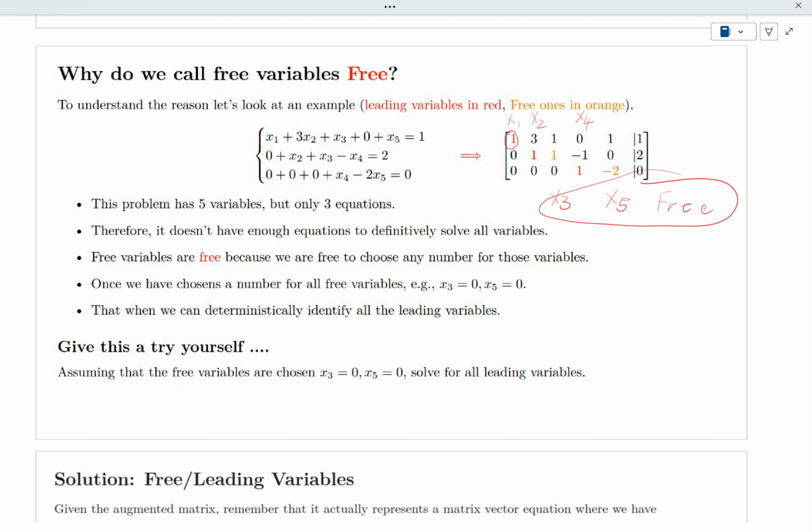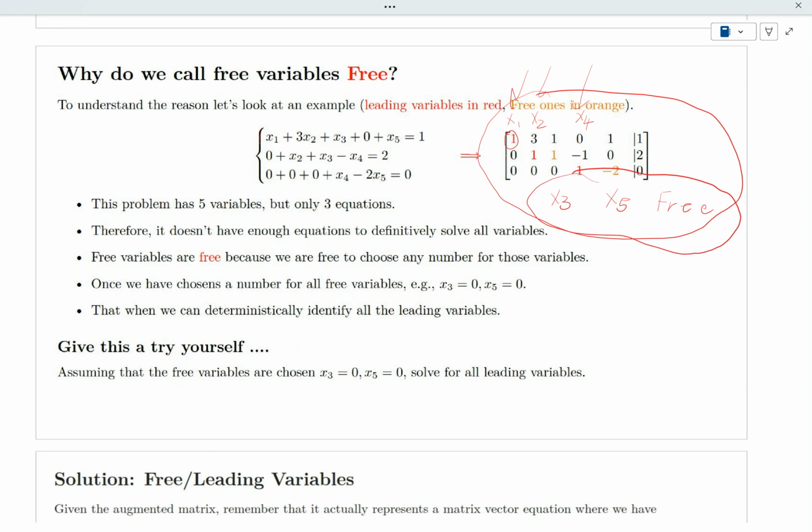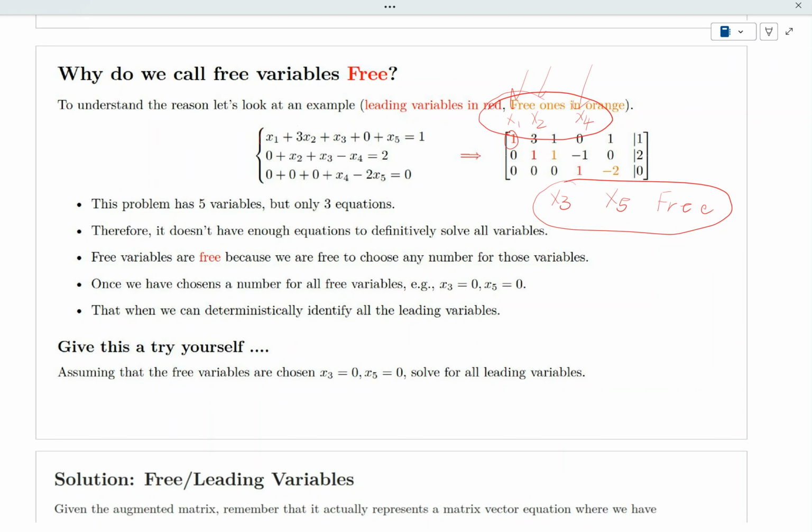That's what we know. The reason they're called free is that in order for us to solve x1, x2, x3, we need to know what x3 and x5 are. If we don't know what they are, we cannot solve these. So we're free to choose any number. In these cases, whenever there's a free variable and there are no contradictions, it means we end up having infinite solutions.